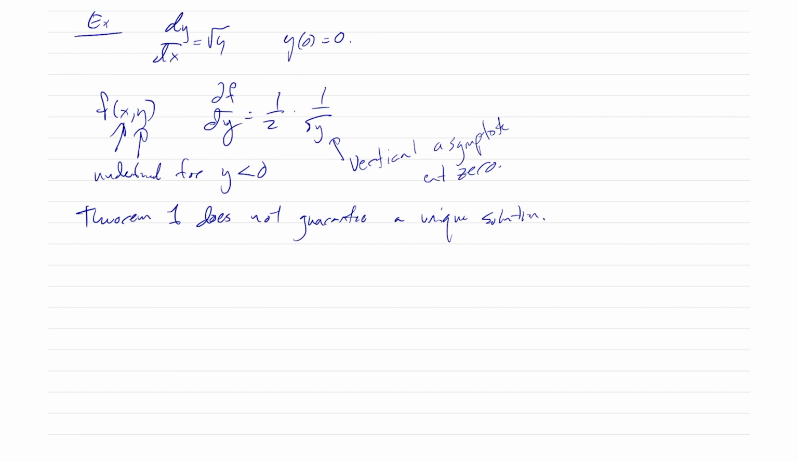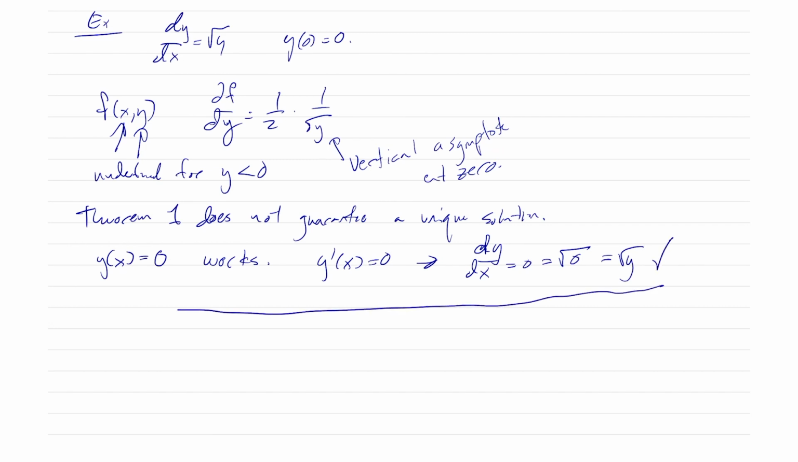And we can show this pretty quick. I mean, first of all, note that y of x being always 0 works. Because that means that y prime of x is equal to 0, and then that means that dy by dx is equal to 0, but that is the square root of 0, and y is always 0, so it's the square root of y, right? So that would work. Now let me show you another solution, though.